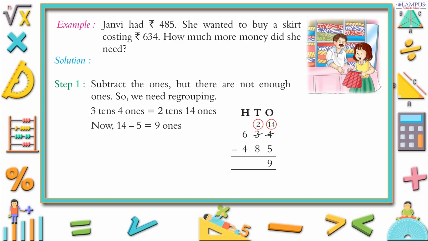Example. Janvi had rupees 485. She wanted to buy a skirt costing rupees 634. How much more money did she need? Solution. Step 1. Subtract the ones, but there are not enough ones. So, we need regrouping. 3 tens 4 ones equals 2 tens 14 ones. Now, 14 minus 5 equals 9 ones.